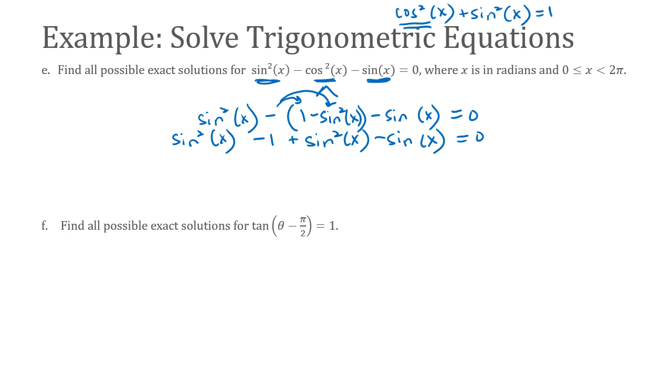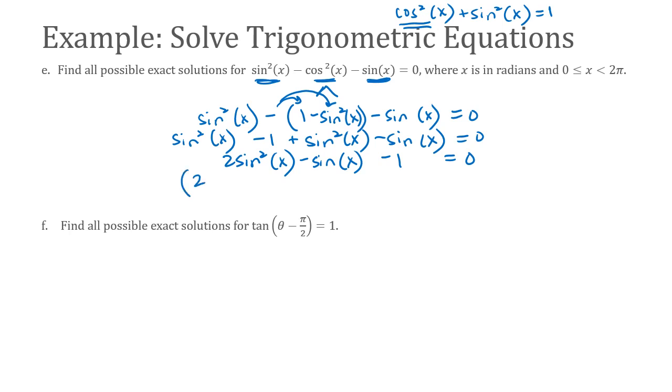So I've got 2 sine squared x's, and let's see, I'm going to put this in order so that it looks like a quadratic equation. And so I end up with 2 sine squared x minus sine of x minus 1 equals 0. So again, this is a quadratic equation. I'm hoping it factors. If it doesn't, I'd have to use the quadratic formula. I think that this one does factor though.